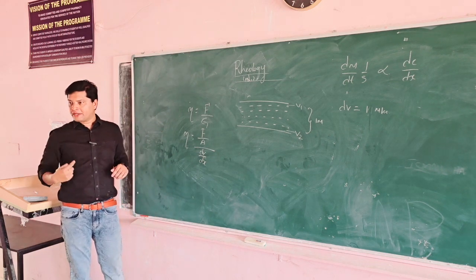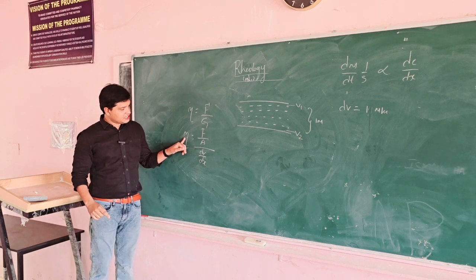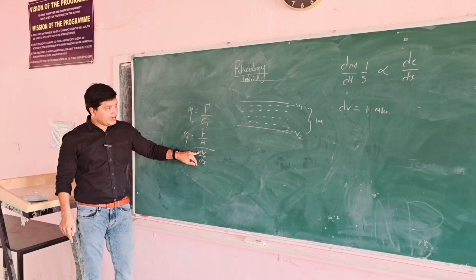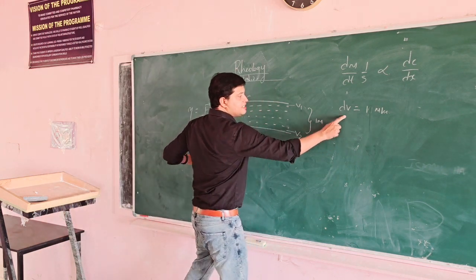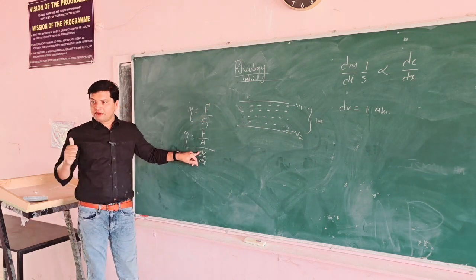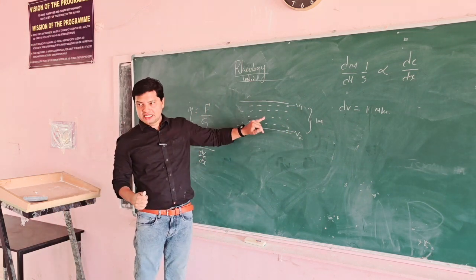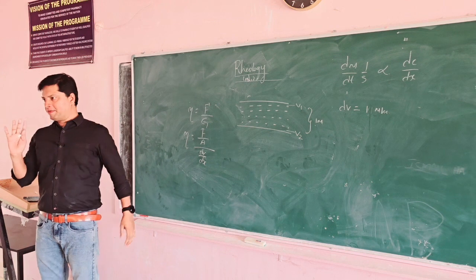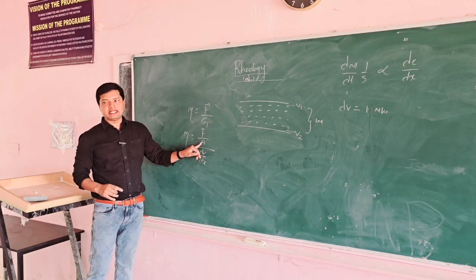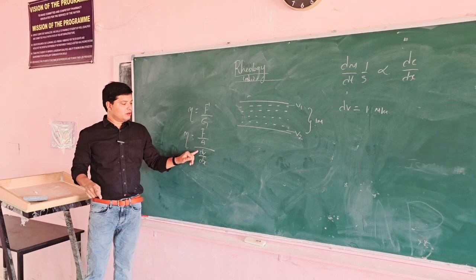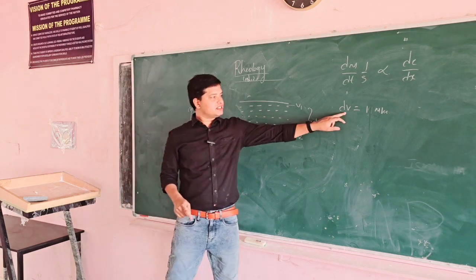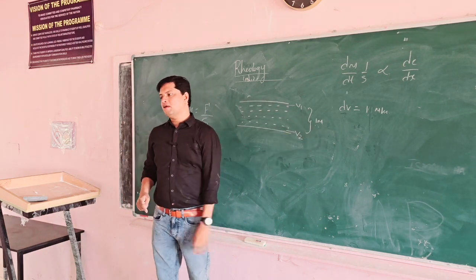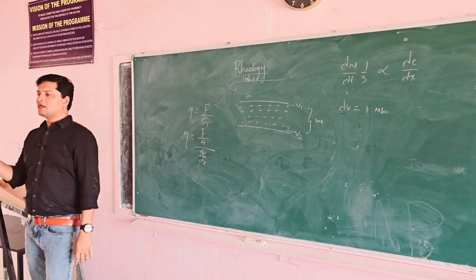See, now listen, I am creating the definition. Viscosity is defined as force per unit area required to maintain unit difference in velocity between whom? Between two layers separated by 1 meter. That's it. Try to remember this. Force per unit area required to maintain unit difference in velocity between two layers separated by 1 meter. That is what the definition is.